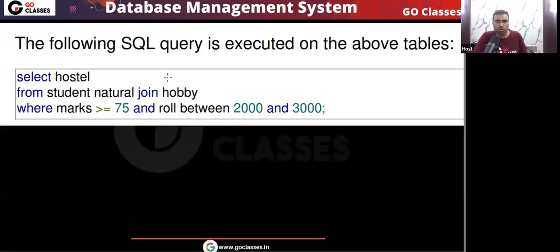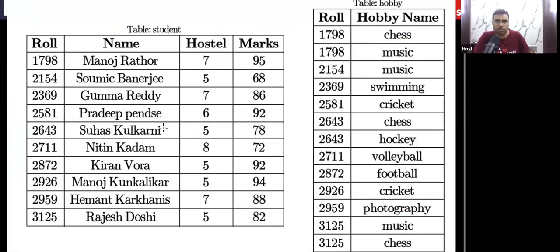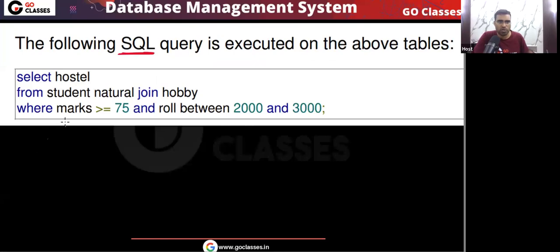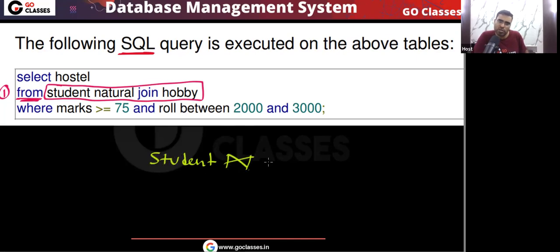Okay, so let's execute this SQL query on these two tables, student table and hobby table. Let's see this FROM. First you will do this FROM student NATURAL JOIN hobby. So first you will do natural join, yes or no? What you will do? You will do natural join. So student and hobby, you will do natural join. Remember, this is what you will do.